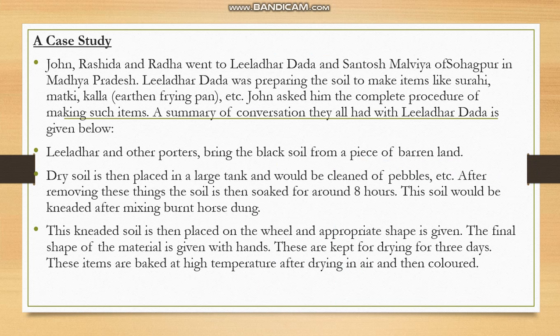Leeladhar and other potters bring the black soil from a piece of barren land. Dry soil is then placed in a large tank and cleaned of pebbles. After removing these things, the soil is soaked for around 8 hours. This soil is kneaded after mixing burnt horse dung. The kneaded soil is then placed on the wheel and an appropriate shape is given. The final shape of the material is given with hands. These are kept for drying for 3 days. These items are baked at high temperature after drying in air and then colored.